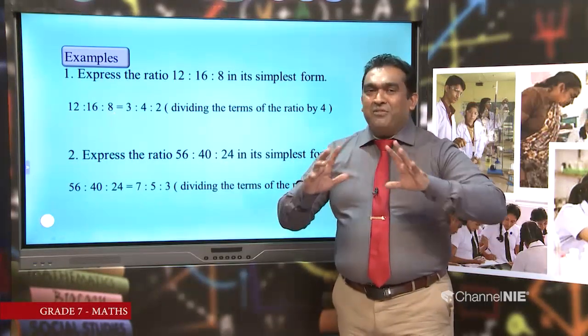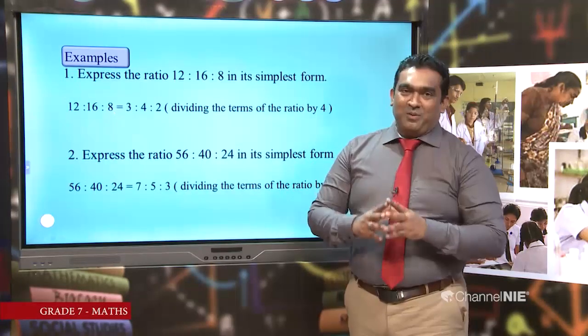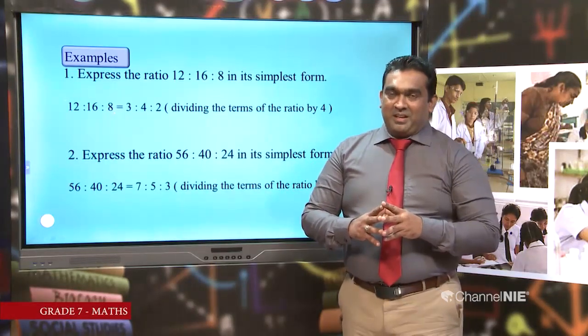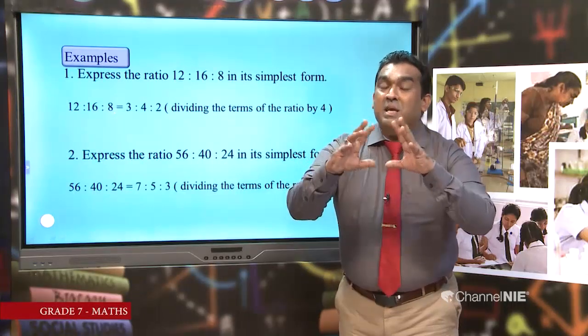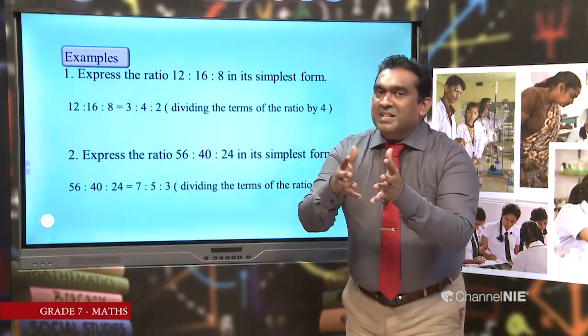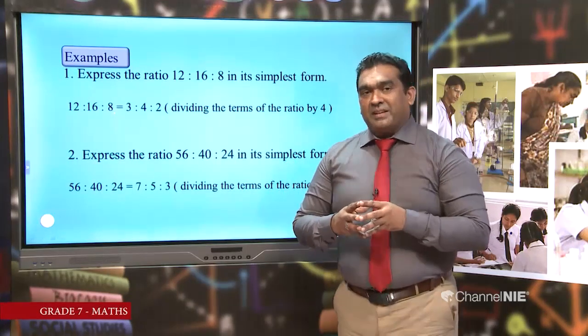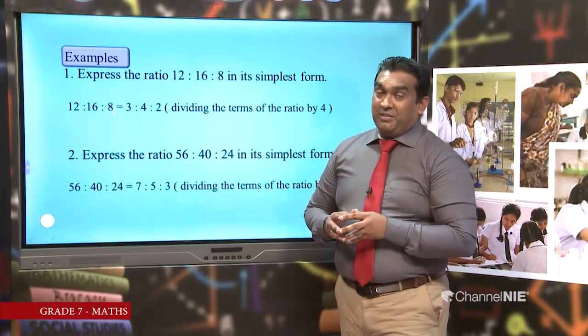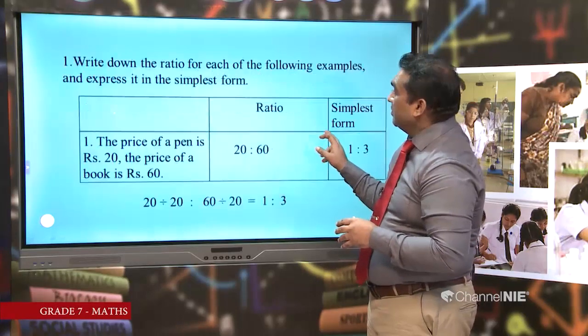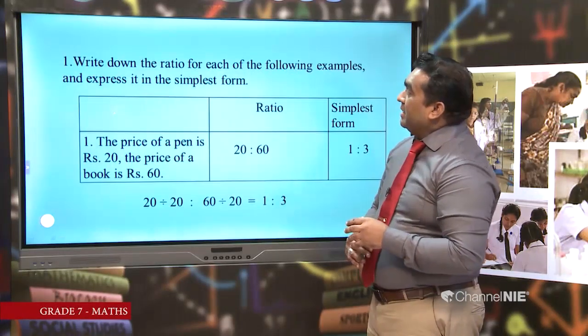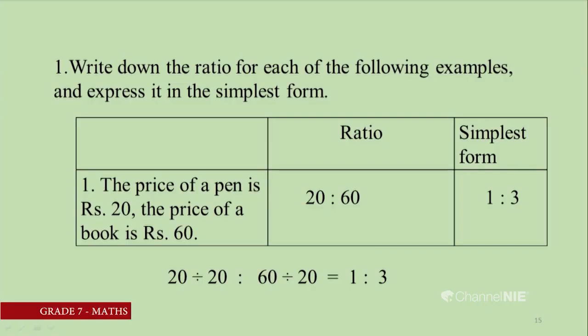I suppose that definitely you got the concept now, right? If you consider simplest form, there is a term behind that, highest common factor. We'll see. Write down the ratio for each of the following examples and express it in the simplest form.